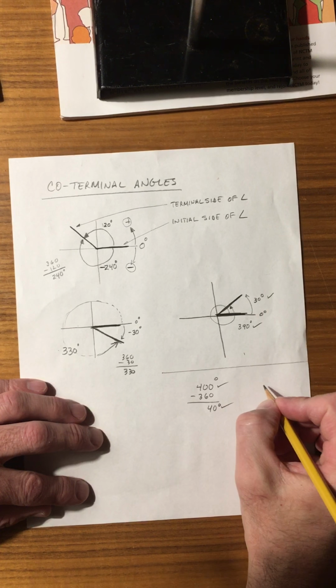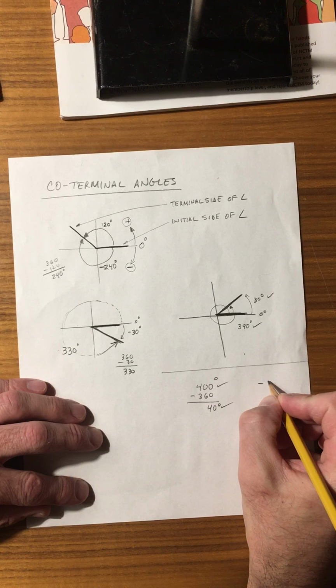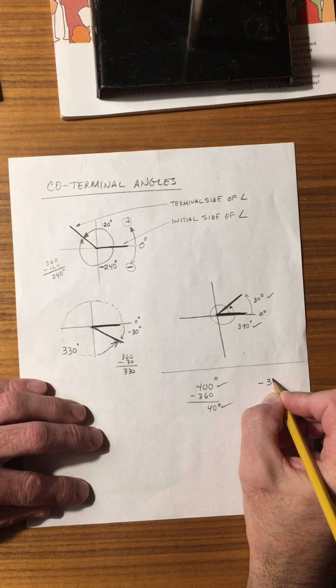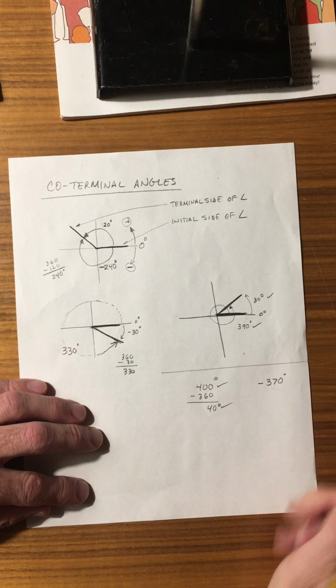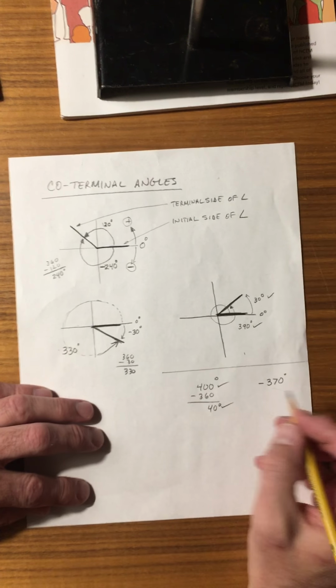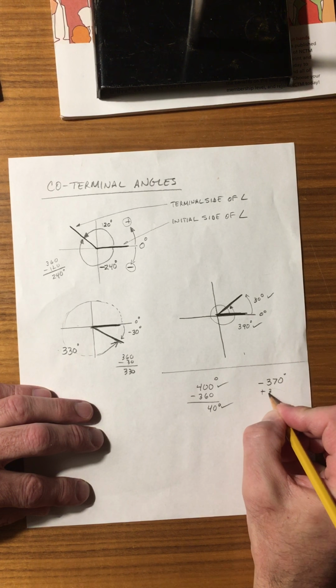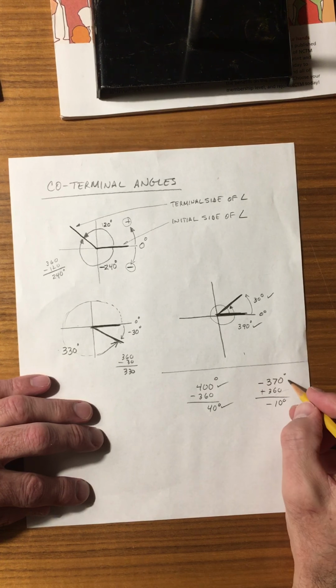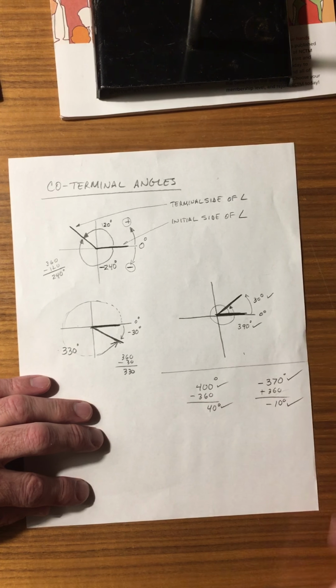Now let's say that we had a negative angle. Let's say we had negative 370 degrees. Well, if this is negative and we want to find a coterminal, we could just add 360 to it and learn that those two, negative 370 and negative 10, are coterminal angles.